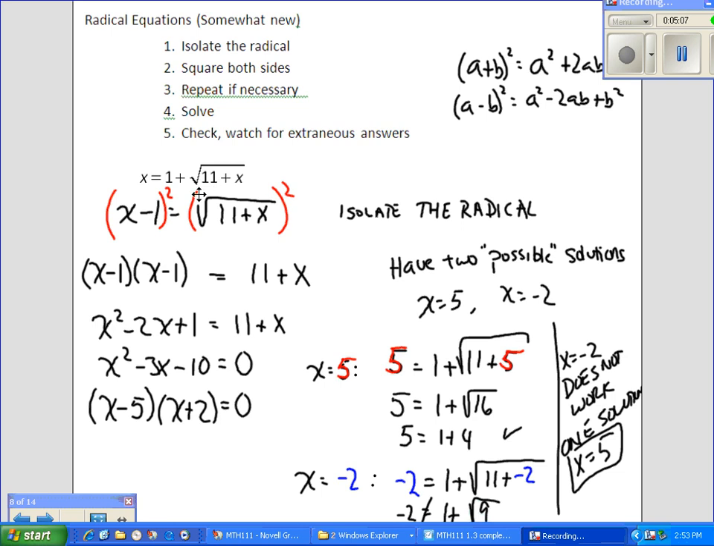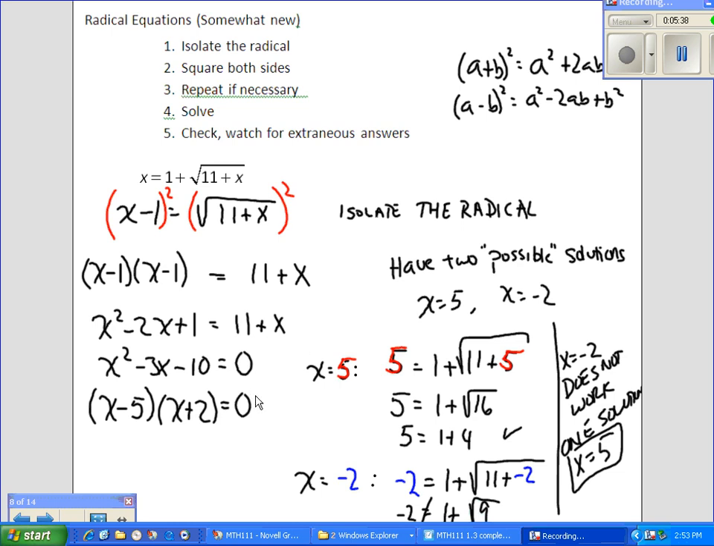So for this example, in order to isolate the radical, we're first going to have to subtract the 1 to the other side of the equation, giving us x subtract 1 equals the square root of 11 plus x. Once we've isolated the radical, we can square both sides of the equation. So the right side simplifies because the square undoes the square root, leaving us just with the 11 plus x. But on the left side of the equation, because we're squaring the entire side, we're going to have to FOIL this out, giving us x squared subtract 2x plus 1 equals 11 plus x.